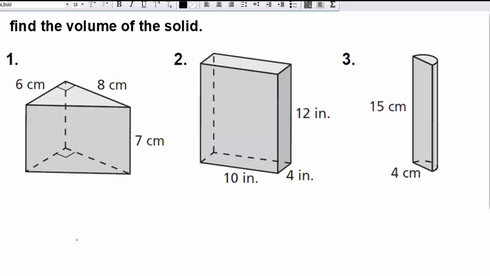Welcome back to geometry. This time actually pause the tape and find the volume of these solids before we move on.